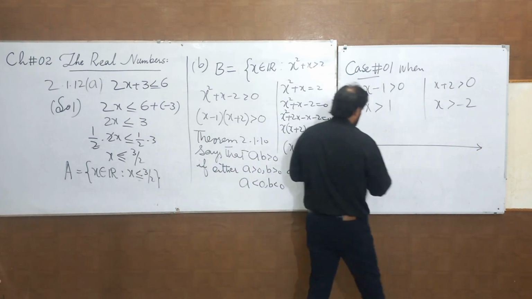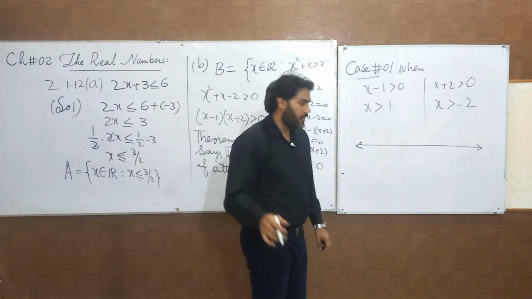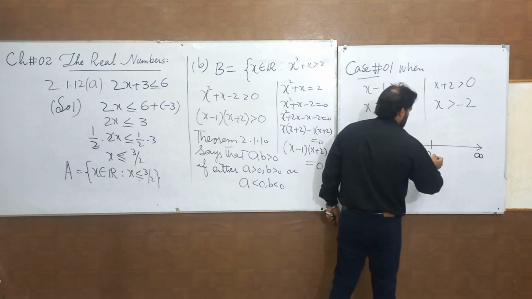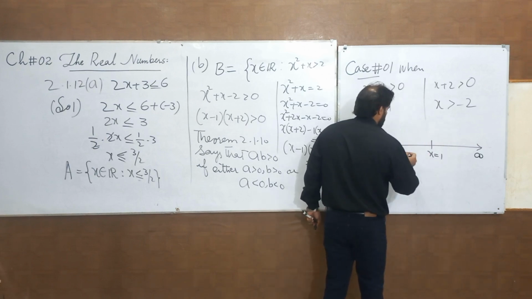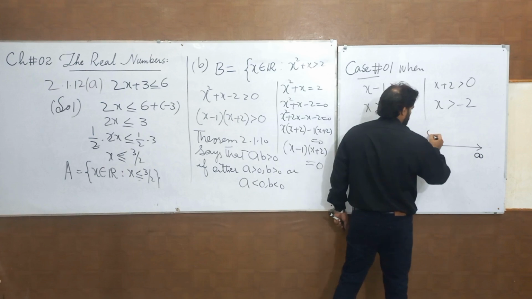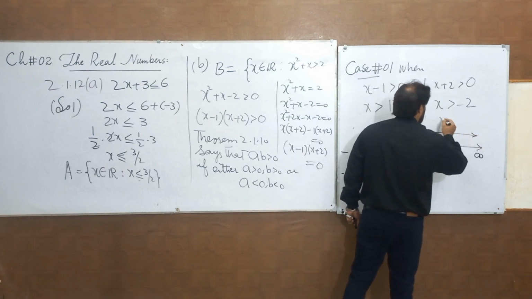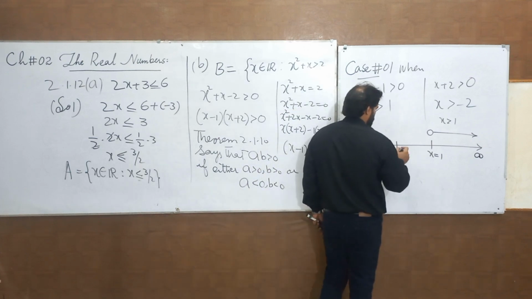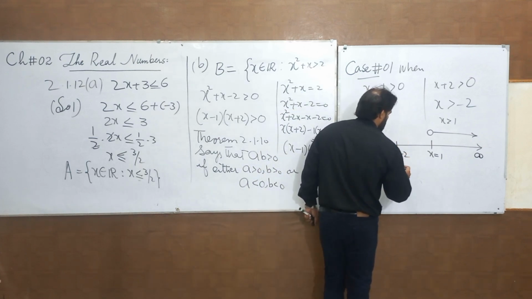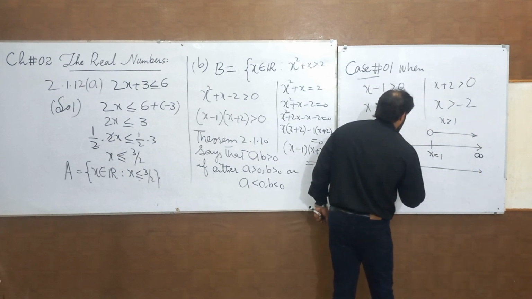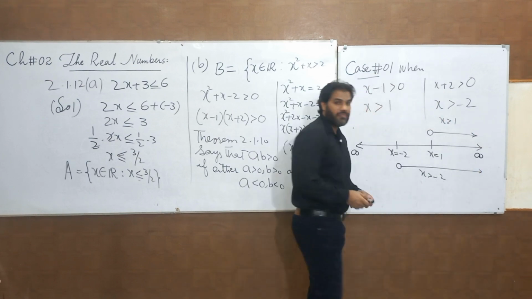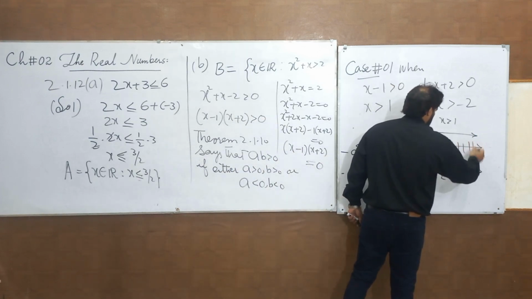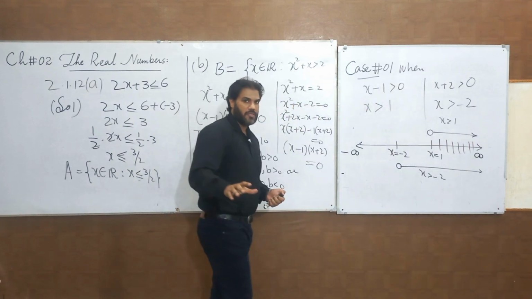This can be done by drawing a real line here, minus infinity to positive infinity. This is my x equal to 1, and suppose this is my x equal to minus 2. This shows x is greater than 1, but 1 is not included, so this is x greater than 1. This region shows x greater than 1, and this is x greater than minus 2. Now the common values between both of the arrows, you can see this area is the common region that satisfies both of the inequalities.